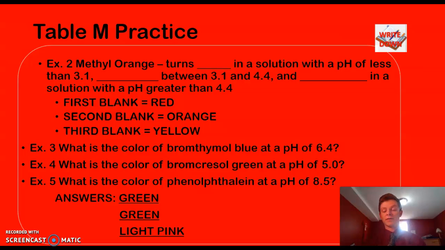Then finally, what is the color of phenolphthalein at a pH of 8.5? So you'll see that 8.5 is directly in the middle of your approximate pH range for color change. And using the example that we had last time, phenolphthalein would be light pink at a pH of 8.5.